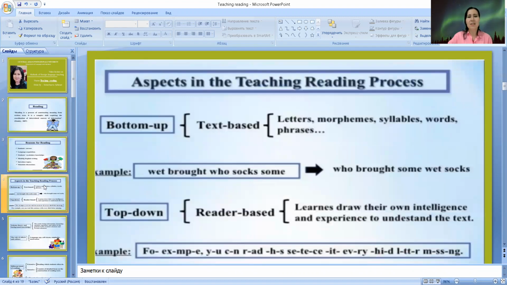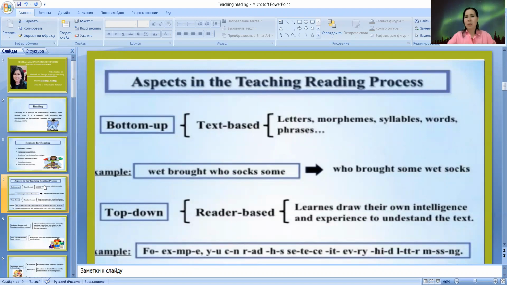So, the next aspects in the teaching reading process. There are two aspects of teaching the reading process. First, bottom up, and next, top down. For example, what is bottom up? Bottom up is based on letters, morphemes, syllables, words, and phrases.